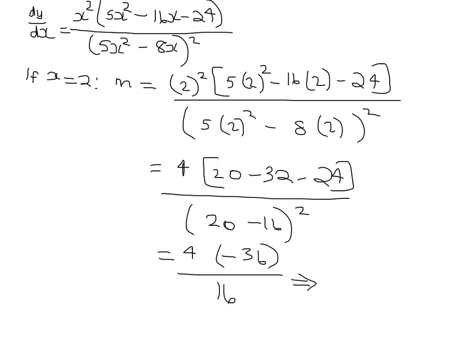We'll go this way. So we can cancel that. So it's minus 36 on 4. So the gradient of the tangent is minus 9 at the point x equals 2. And that's an example of the quotient rule.